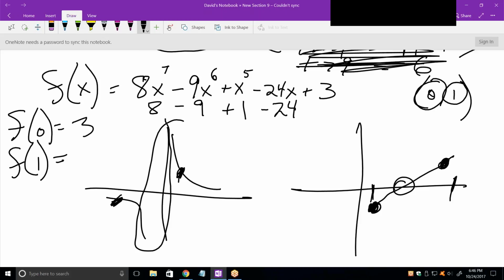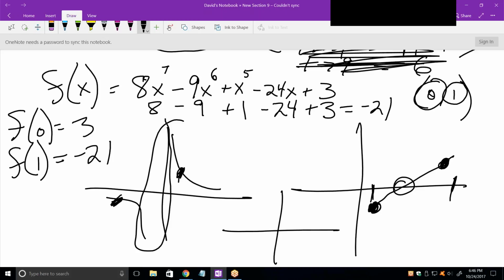You're going to get minus 21. Minus 21, yeah. So the fact that one is positive and one is negative, you can't get from 0 to 1 without crossing the x-axis. Now, I don't know that the curve looks like that. It probably doesn't. This is a 7th degree polynomial, so it's probably something that looks like this.